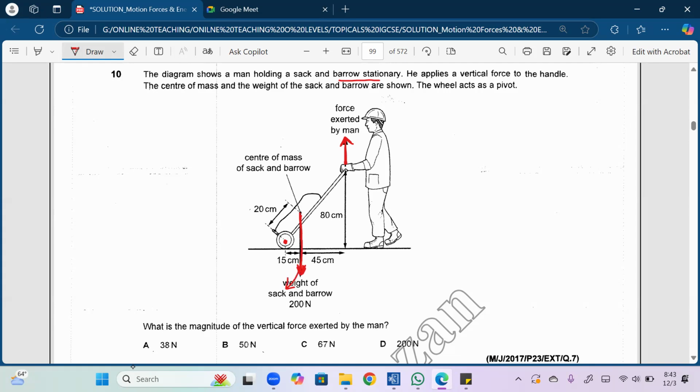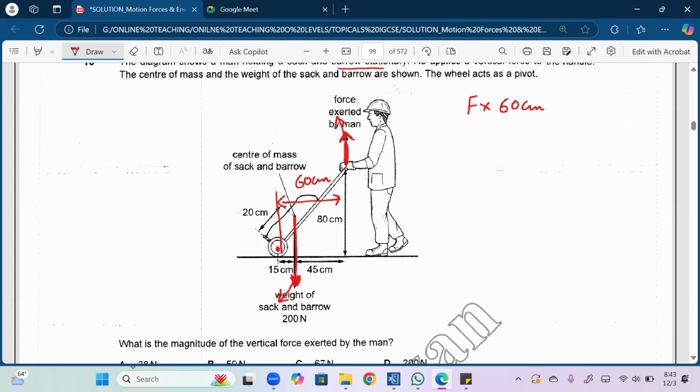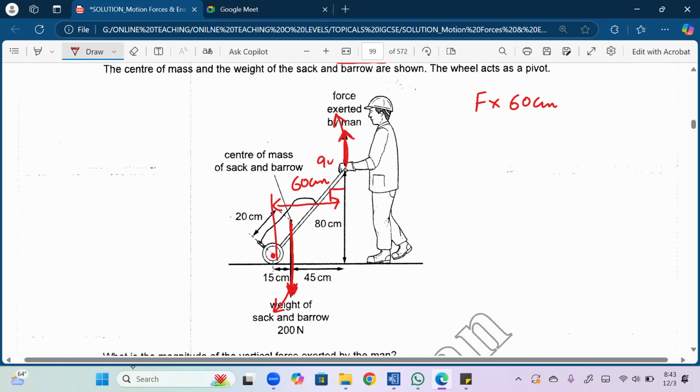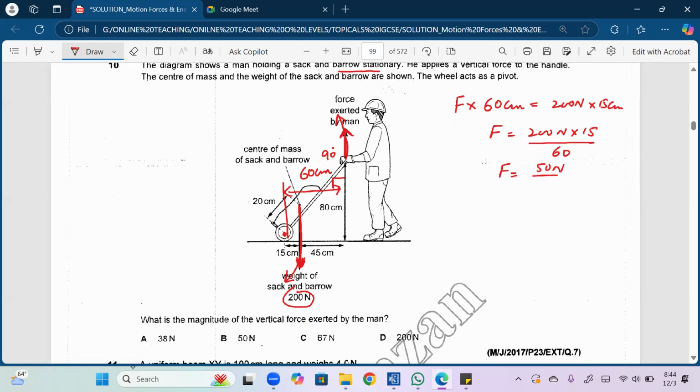Can I say this is going to produce a clockwise moment and these are going to produce anti-clockwise moments. So from here to here, how much would it be? 60 centimeters. So F times 60 centimeters, it is right from the pivot. From the pivot till the line of action of force, it is 60. We always have to take it at 90 degrees, like F and d should be 90 degrees to each other. So F times 60 would be equal to 200 newtons, which are acting somewhere here, times the perpendicular distance from the pivot, which is 15 centimeters. So F would be equal to 200 newtons times 15 upon 60, which gives the force equal to 50 newtons. So the answer is B.